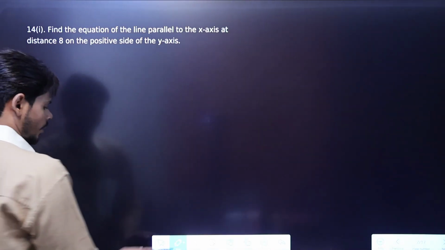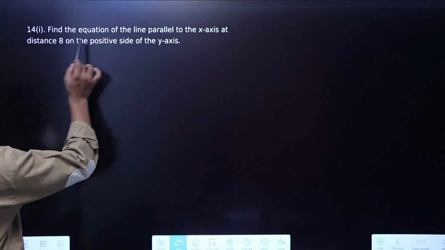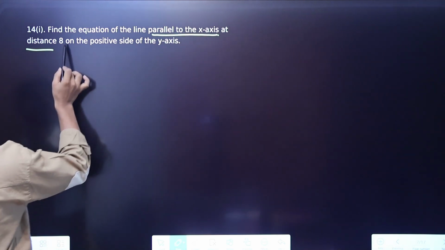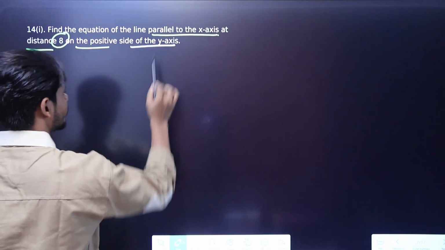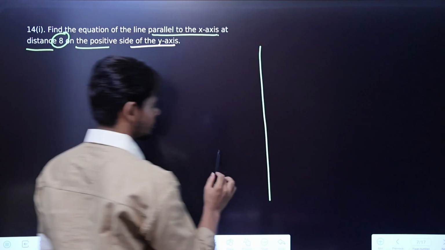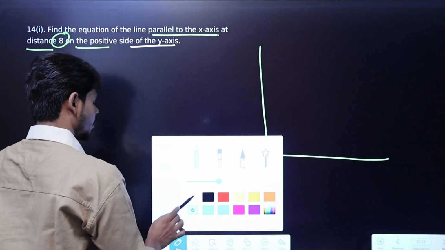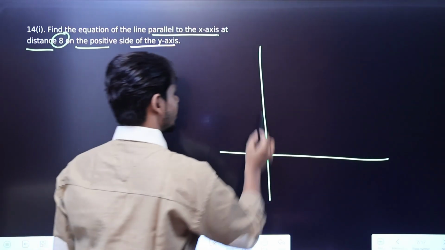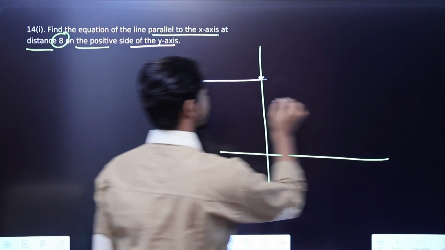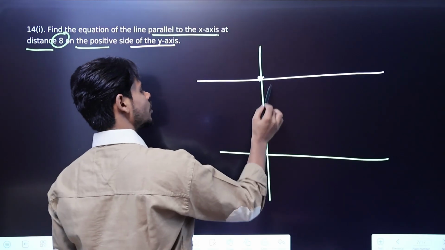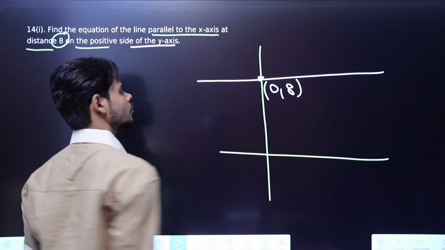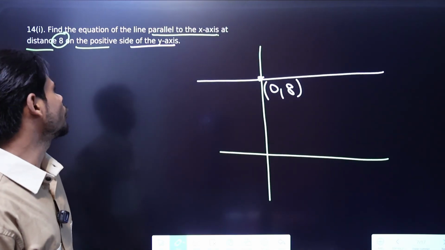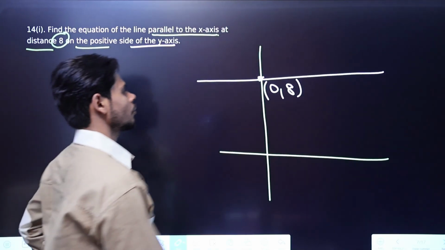Next. This time we need to find the equation of the line parallel to the x-axis at a distance 8 on the positive side of the y-axis. Let's draw the figure, you will get it easily then. Parallel line cutting at a distance of 8 on the positive side, like this. It means this coordinate is (0, 8), right? Fine. Now what we have to do is find the equation of this line.